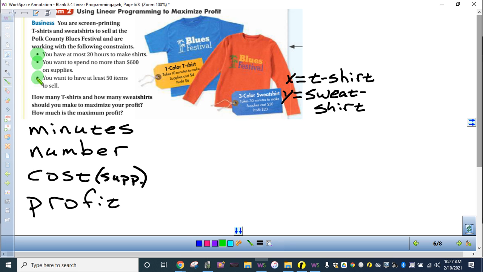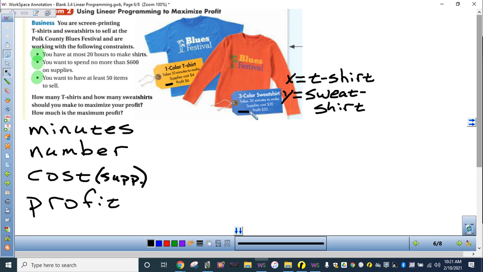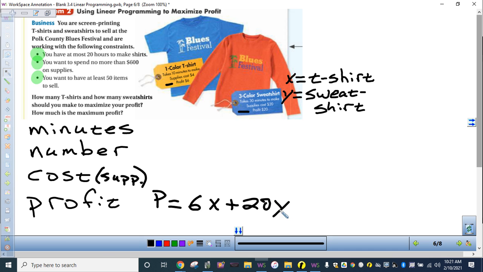It did not take that long. Okay, the easiest equation to write, I think, is a profit equation, because it literally says the word profit and we're trying to maximize profit. So right here, profit $6 and profit $20. So 6 for t-shirts, remember t-shirts is X. So all you have to write is P equals 6X plus 20Y. After we graph and shade, that's the equation we're going to plug those corners of the feasible region into.